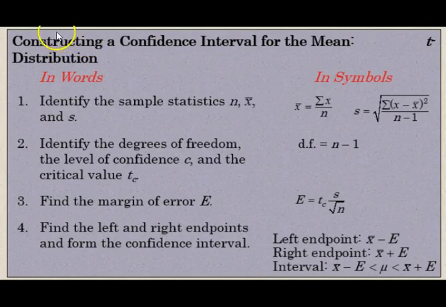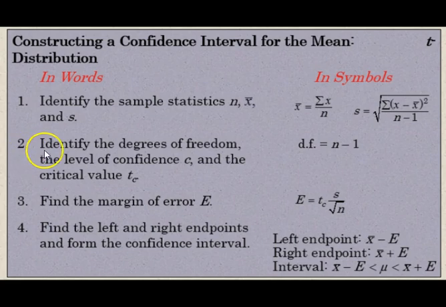So these are the steps involved in constructing a confidence interval for the mean with the t-distribution. So first we identify the sample statistics, n for sample size, x bar for sample mean, and s for sample standard deviation. And that's expressed here in symbols. X bar equals the sum of x over n, and s equals the square root of the sum of squared deviations divided by n minus 1.